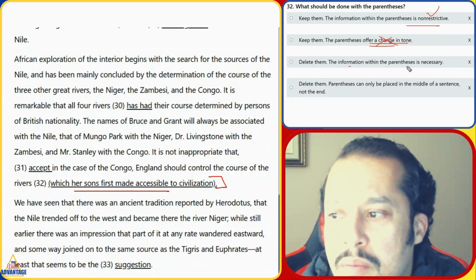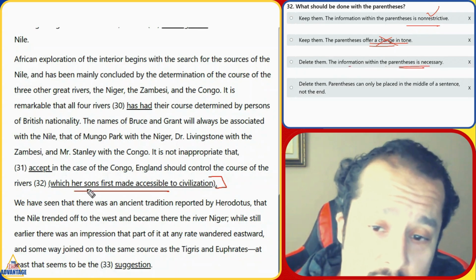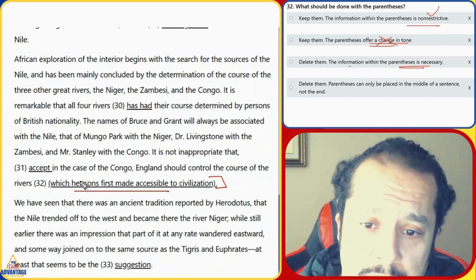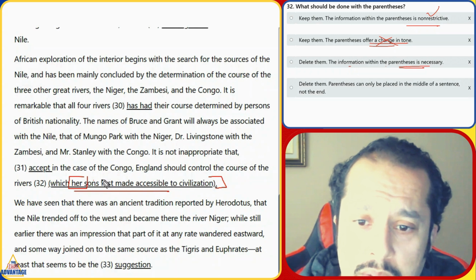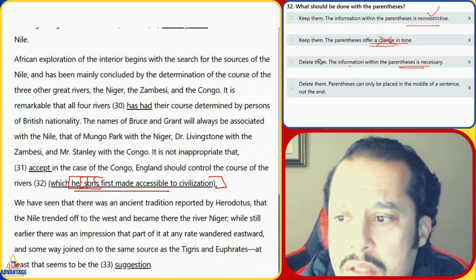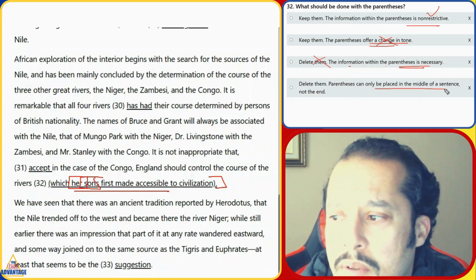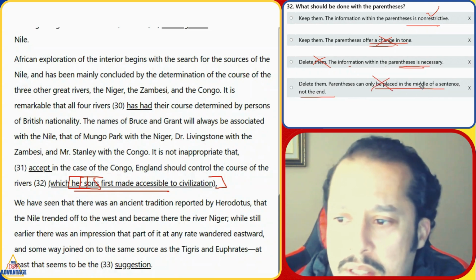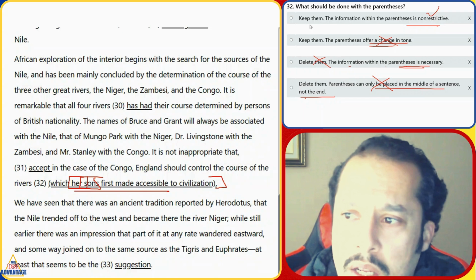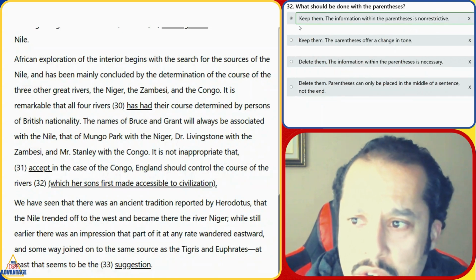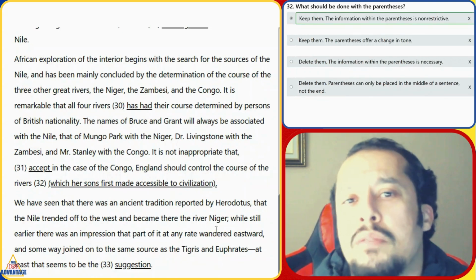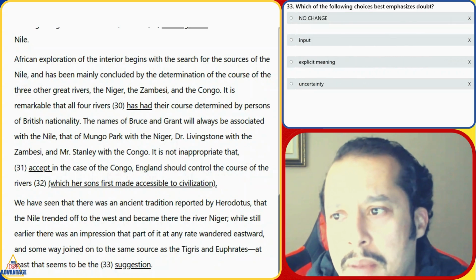The information within the parentheses is necessary. Not really. We're not really talking about her sons. We're not talking about her sons here at all in the text. It's going to be placed in the middle. No, parentheses don't only have to be placed in the middle. They can come in the end or the beginning. It can come anywhere. So we're going to say answer A here. It's non-restrictive information, meaning it's not essential to the passage.